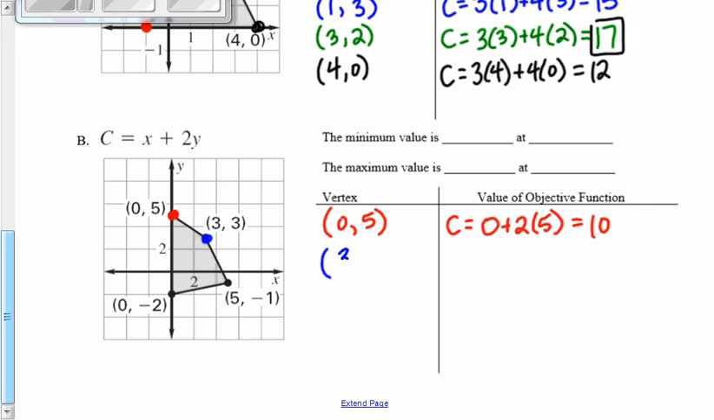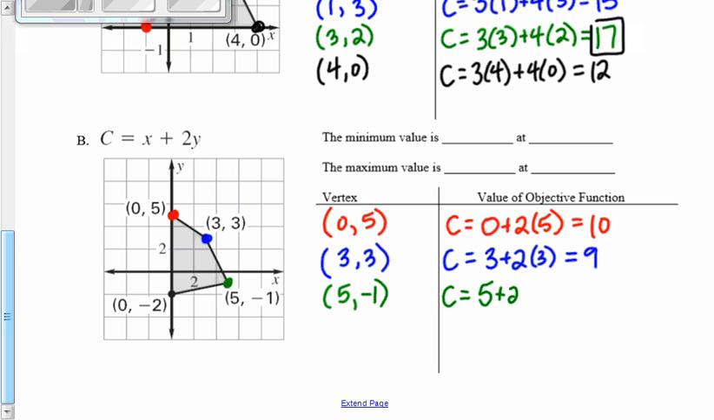Notice the scale on this graph is by 2's. So that point is 3, 3. So c equals x plus 2y. So that would be 3 plus 6, which is 9. Then I'm going to pick the point 5, -1. So c equals 5 plus 2 times -1. So that would be 5 plus -2, which is 3.